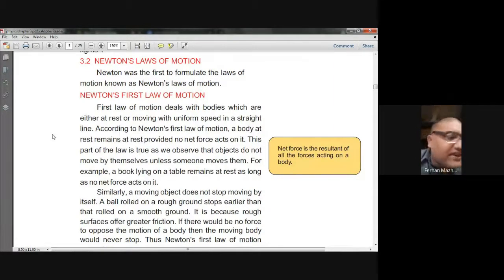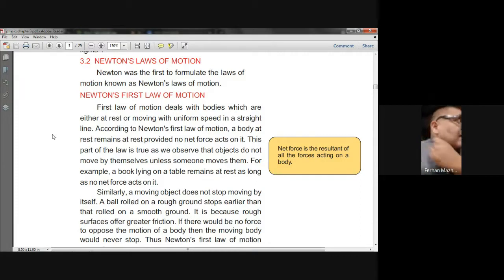That observation is very good and easy to understand. For example, if I put something on this table, and if no net force acts on that body, it will remain on this table. 1 year, 2 years, 3 years, 7 years, 10 years pass, but that thing will remain here. It will remain at rest unless it is acted upon by a net force or an unbalanced force. Then it can move. But if no unbalanced force acts on it, it will remain at rest. So this part of the law is very easy to understand.